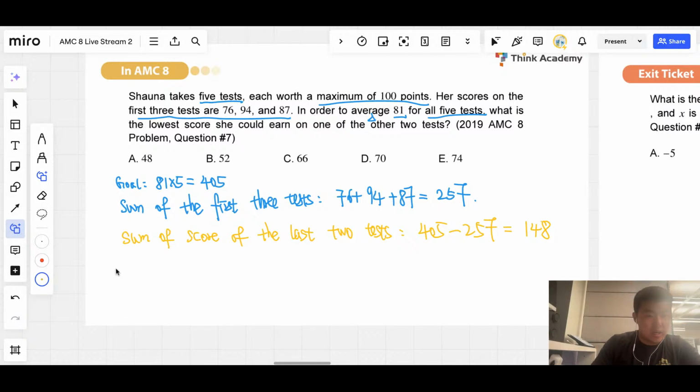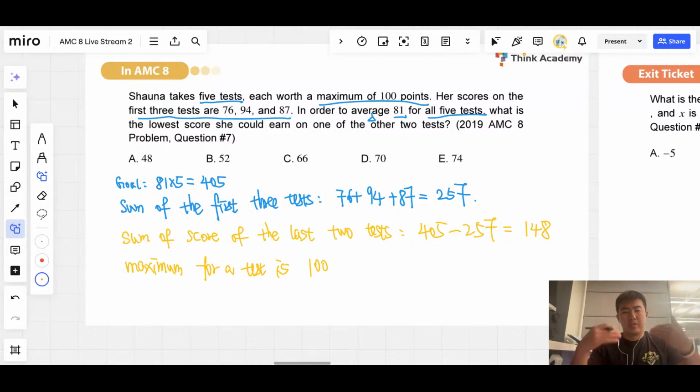And since we know the maximum score for a test, how many points is that? It's 100 points, right? So in this case, we are facing a situation where the summation is a fixed number, a constant. So this means if one of the addends is increasing, the other number has to decrease, right? Since we are looking for the lowest score on one of the tests, this actually means that we're going to look for the highest score on the other. So these are equivalent relationships, right?